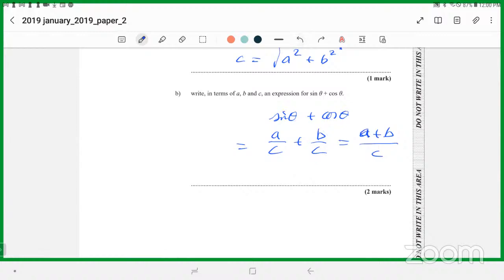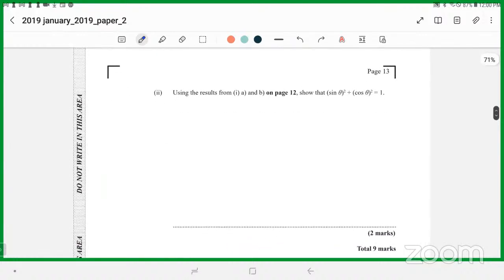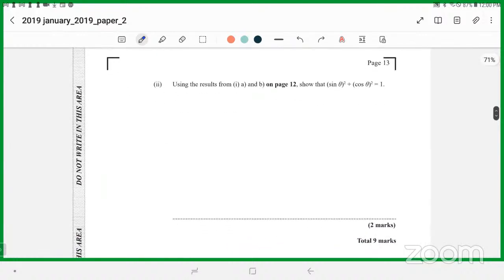All right? Let's continue. The next part now says, using the results from A1 and B on page 2, show that this. Now, this is like an identity that trig students must know, especially in AdMaths. Back in the day when I did CSEC, I had to know this. That sine squared plus cos squared is 1. It works out. So it's like you're combining the trig ratios with Pythagoras' theorem. So let's set it up.